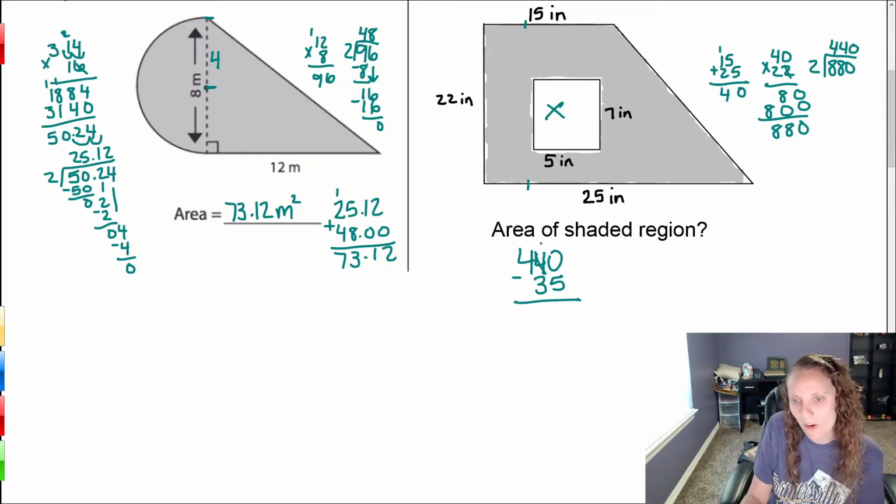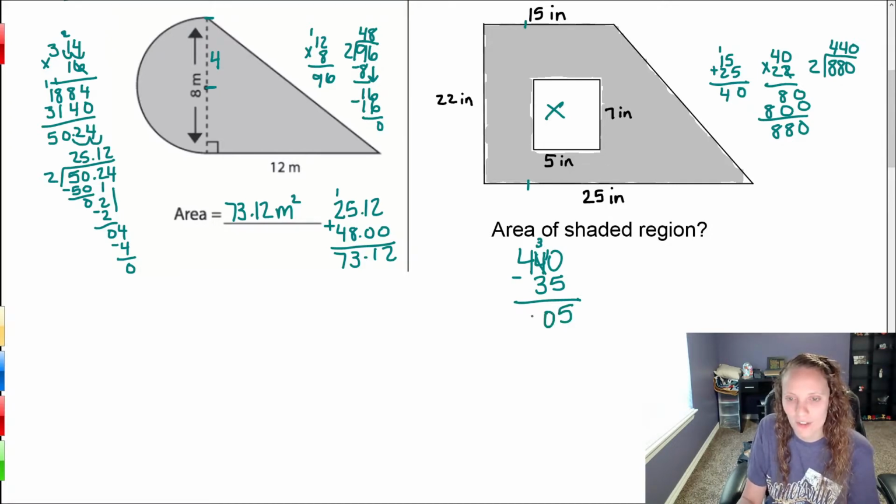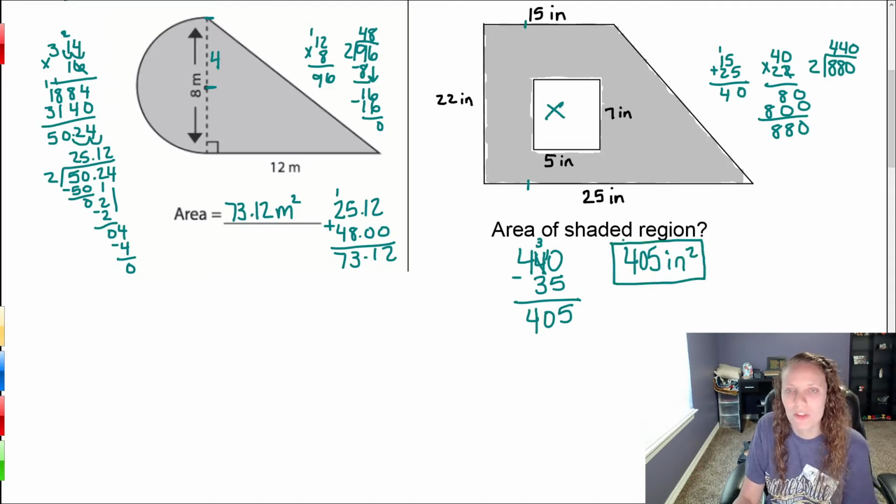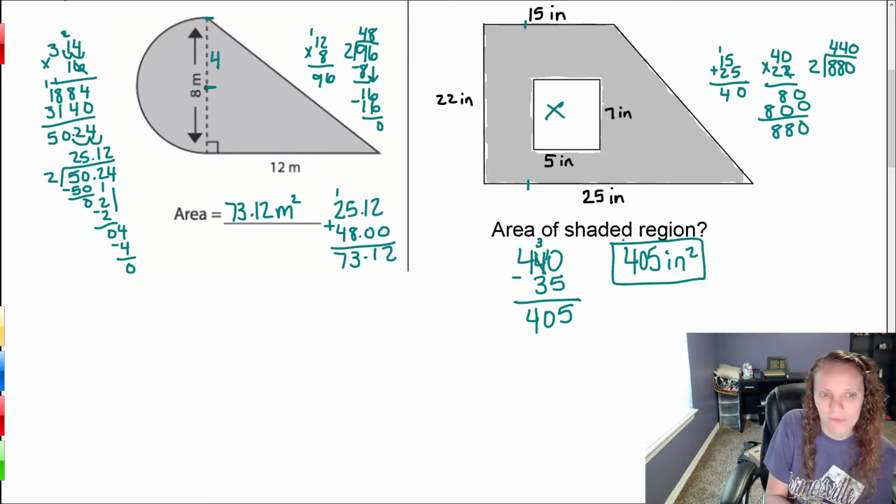Alright, so we need to borrow from the 4. That's going to be a 3. 10 minus 5 is 5. 3 minus 3 is 0, and then bring down that 4. So the area of the shaded region would be 405 inches squared. So again, it's the area of the trapezoid, but then we had to take out that rectangle.